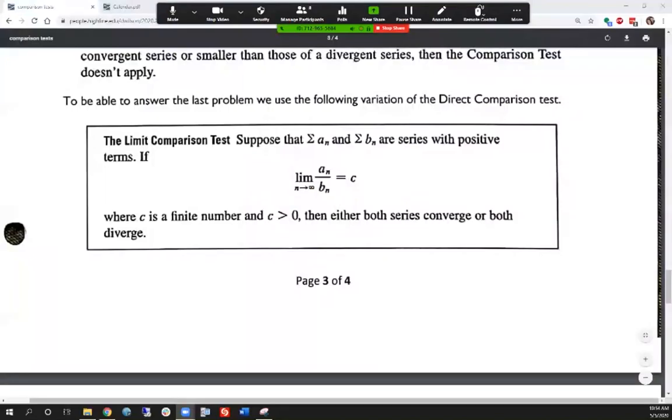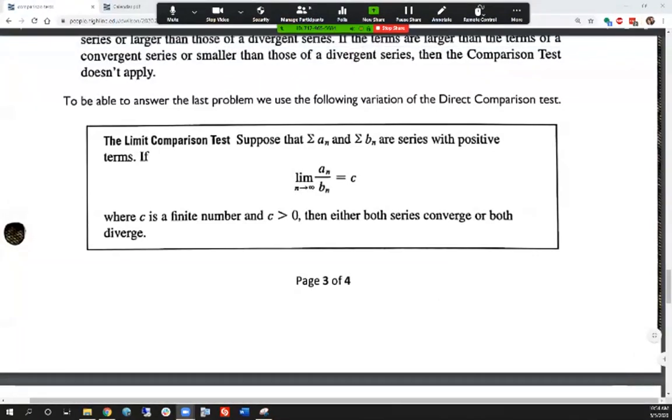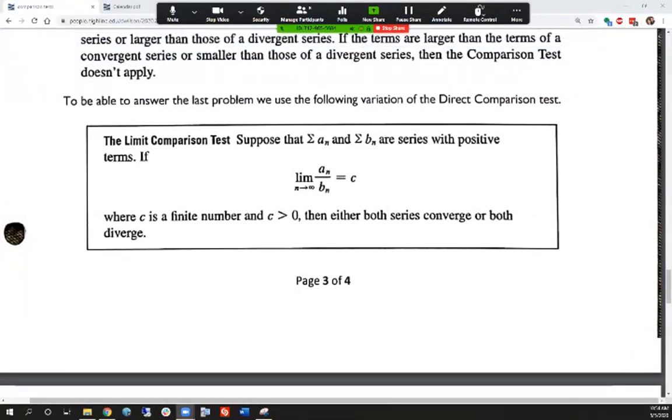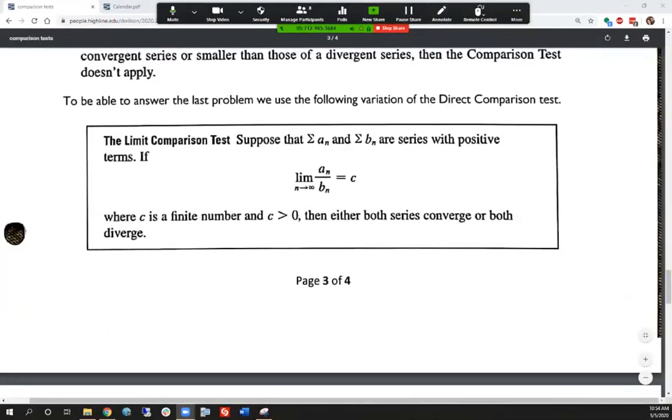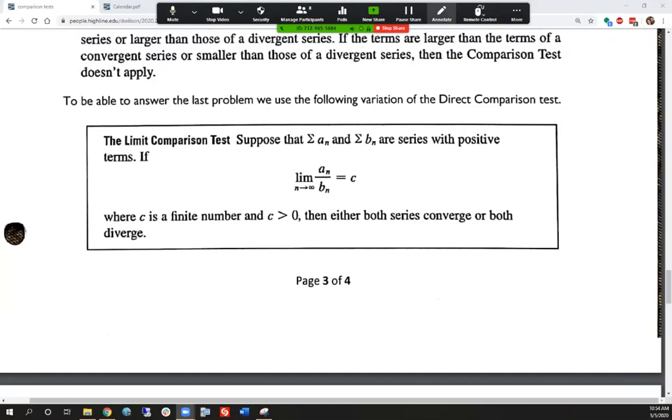Dusty, I have a question about the limit comparison test. I just looked at the note and it said series with positive terms. So do we need to check to make sure the terms are positive? It would also work if they were both positive or both negative, so that would also work.